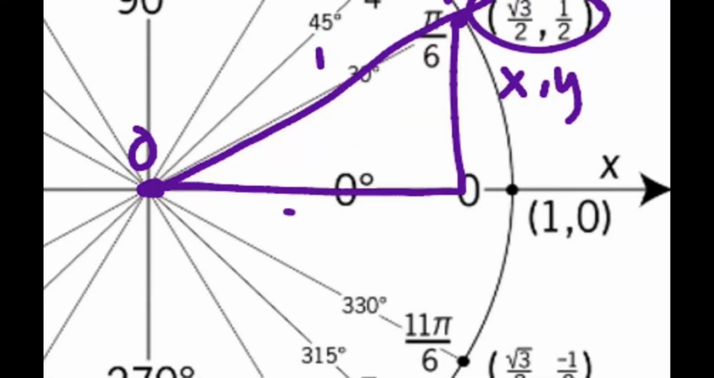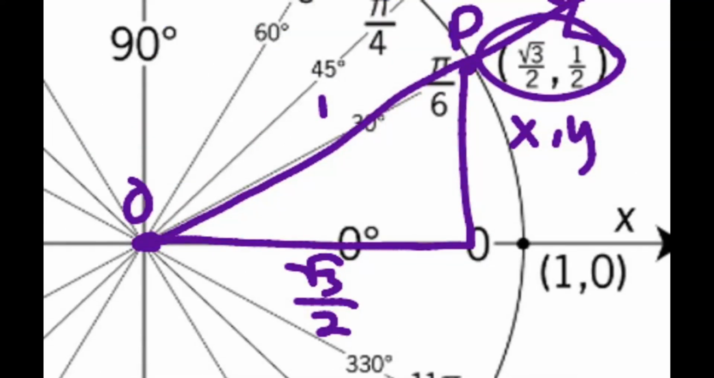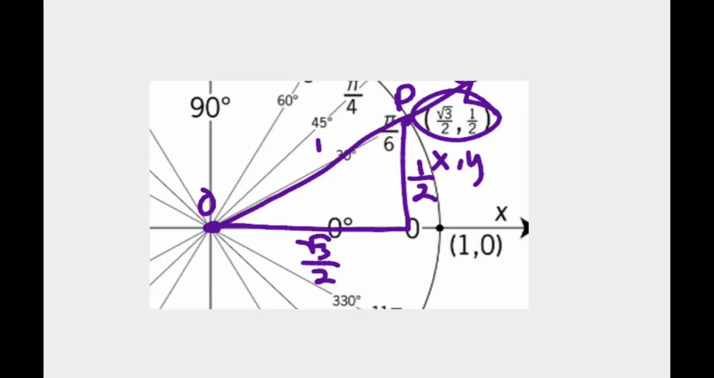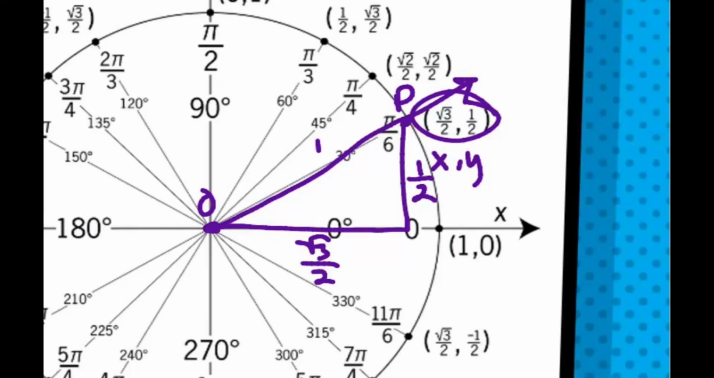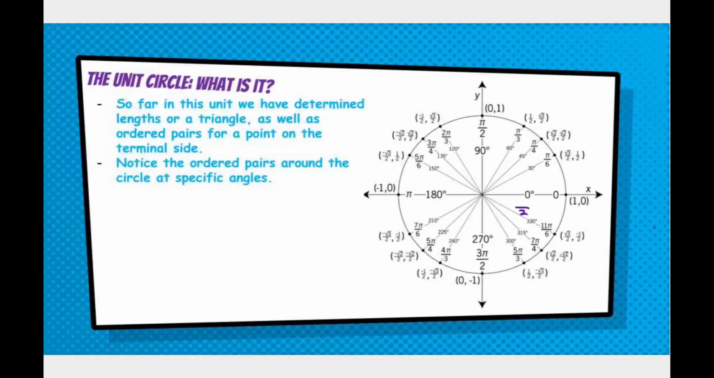So on a triangle, I know that this length right here is square root of 3 over 2 because that's my x. I've moved over square root of 3 over 2, and I've moved up 1/2, and that's how I get those ordered pairs. So the unit circle is just a unique type of circle. It has specific angle measurements, specifically the 45, 45, 90 and the 30, 60, 90 triangle. It's kind of embedded all around it.